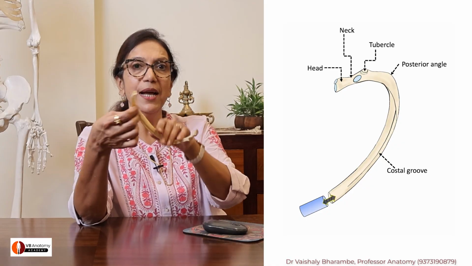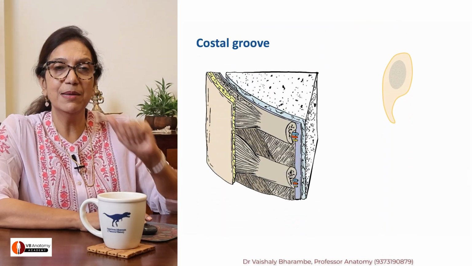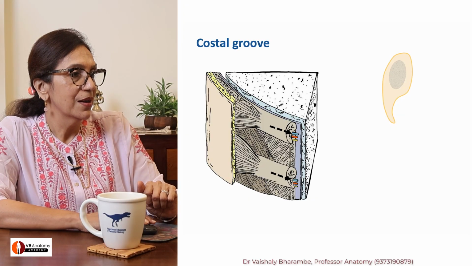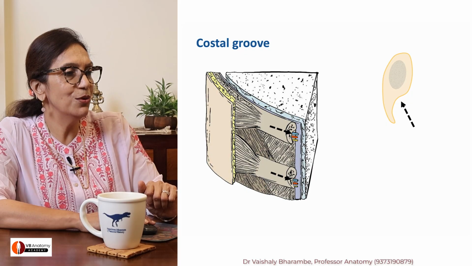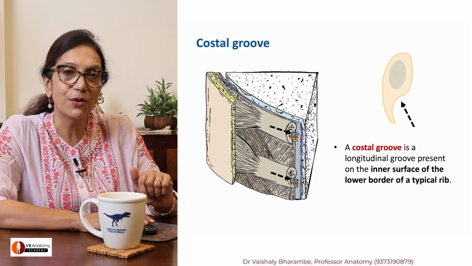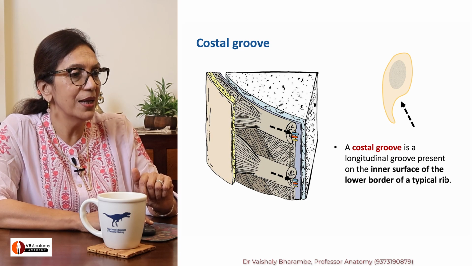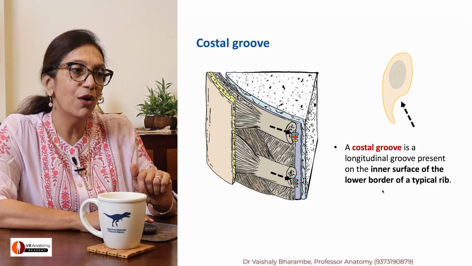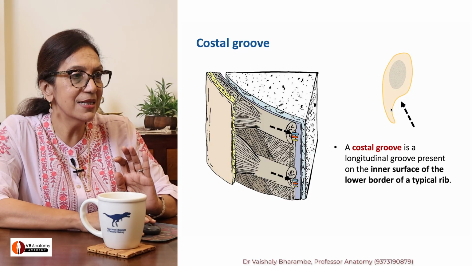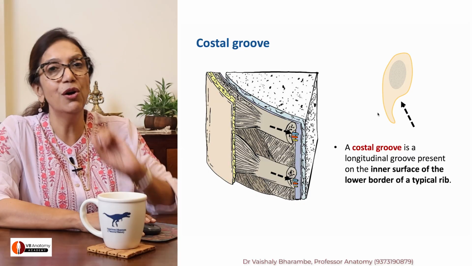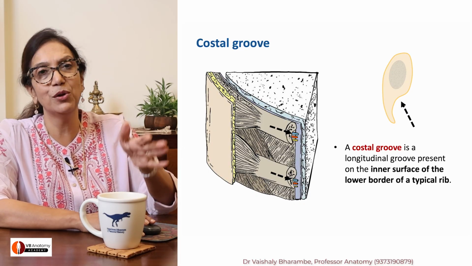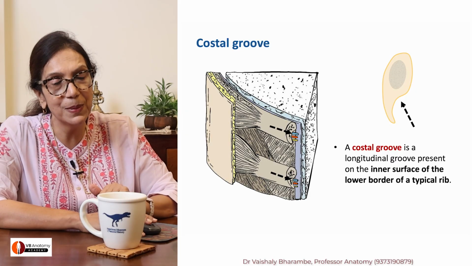Come back to the screen now. Knowing this is important. I've taken a section of the rib now. This is the section of the rib. Can you see that there's a groove on the rib? This groove is called the costal groove. It is situated along the inner surface of the lower border of any typical rib. Knowing the costal groove is a very important part of our study of intercostal space.